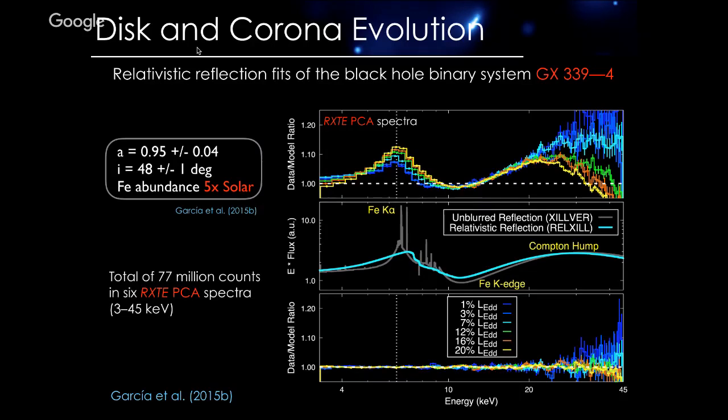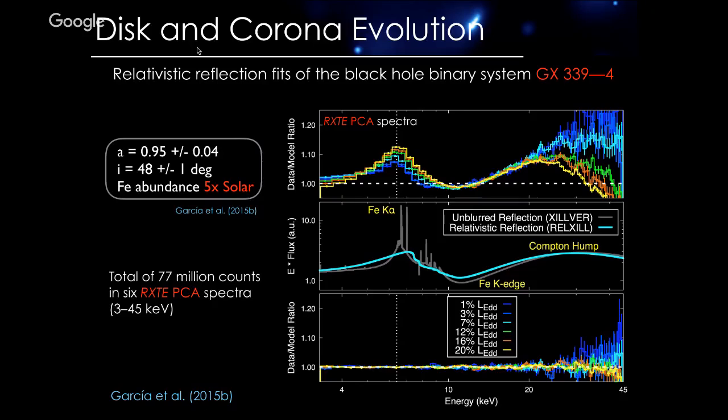There are a lot of counts in this data, so it's a highly significant detection, and this is a pretty good fit. The good thing about all these colors is that they show spectra at different levels of luminosity of the source, and we measure this in terms of the Eddington luminosity. So between 1 and 20%, you're seeing essentially a change of a factor of 20 in luminosity, but we can fit all these spectra with the same model.